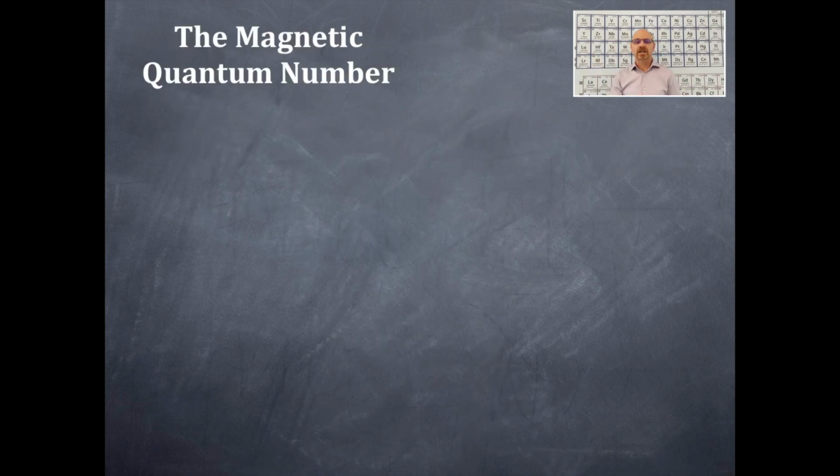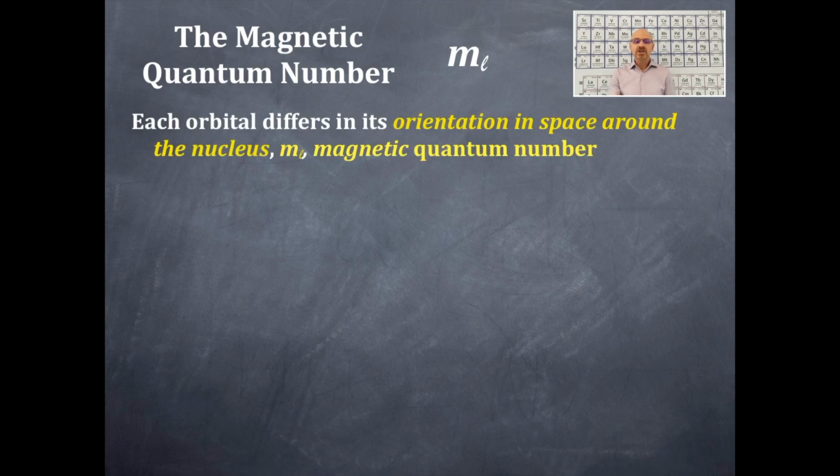So today we're talking about the magnetic quantum number. What is the magnetic quantum number? It is m sub L, a lowercase m with a scripted L subscript. Each atomic orbital differs in its 3D orientation around the nucleus, that is, in space. That is the m sub L, the magnetic quantum number.